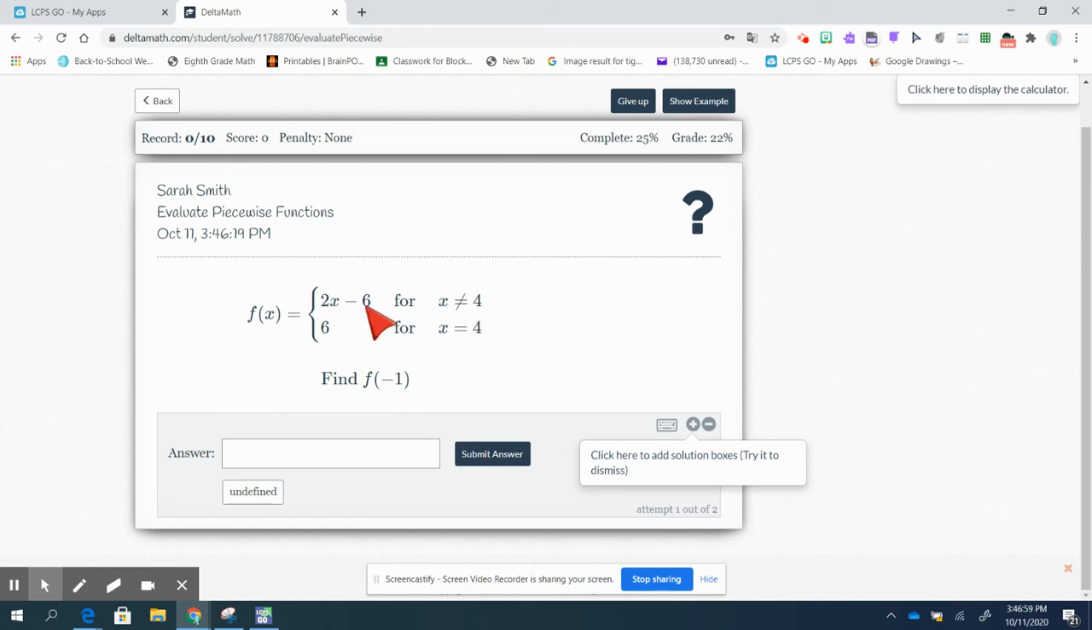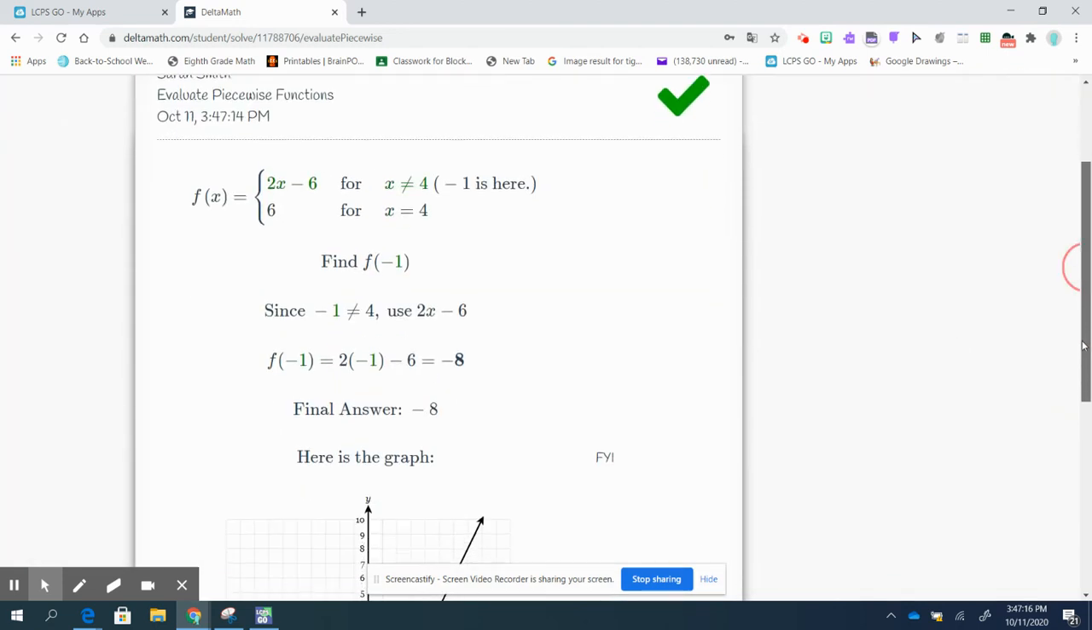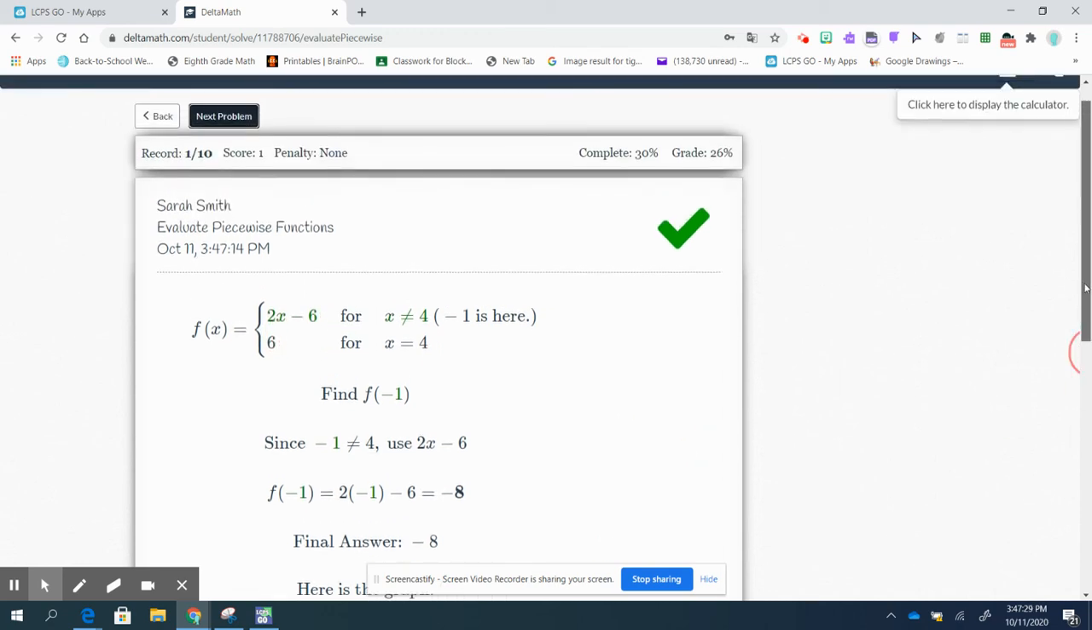So if we substitute a -1 in for x, 2 times -1 is -2. -2 minus 6 is -8. Put that in, let's check it. And that is correct. So the first thing you need to do is figure out which of the two you need to use. Where does your x fall? Is it not 4 or 4? And then you need to solve. Okay, let's try another one.